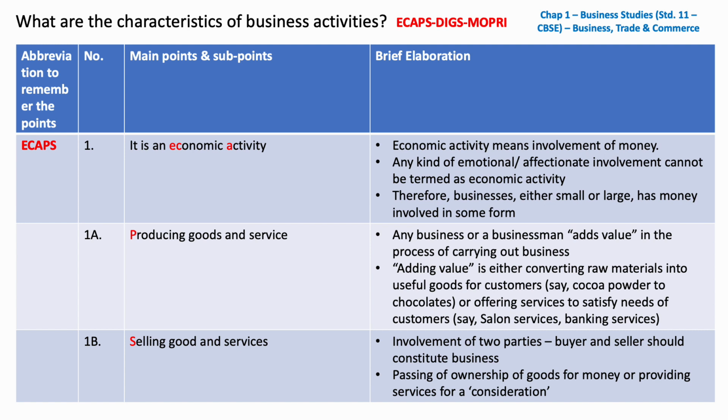So in essence, this particular extension of the first point, which is business activity is an economic activity, the first natural extension of this point is that an economic activity means producing goods and services. And now I'm sure you'd be able to elaborate what producing goods and services means. The second natural extension of the point is selling of goods and services.